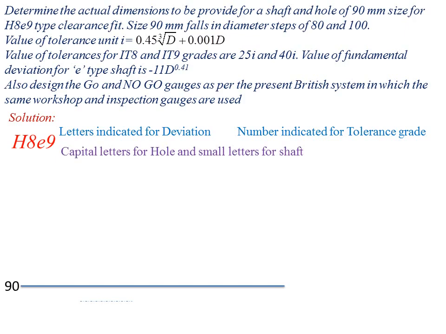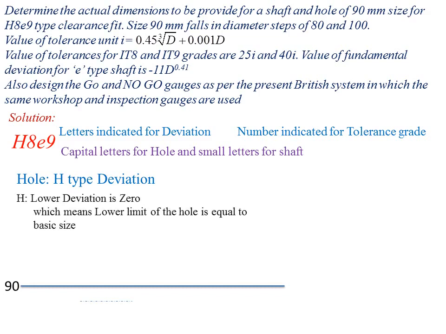Moreover, we know that capital letters indicate the deviation of the hole and small letters indicate the deviation of the shaft. So here the capital H type of deviation is given. For holes of type capital A to capital H, the fundamental deviation is the lower deviation, and for the H type of hole the lower deviation is 0, which means the lower limit of the hole is equal to the basic size. This is represented in the diagram.